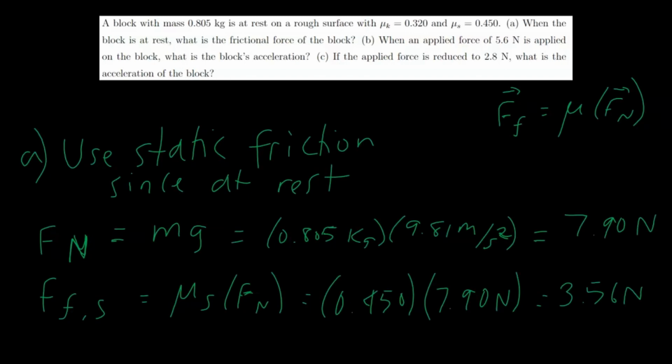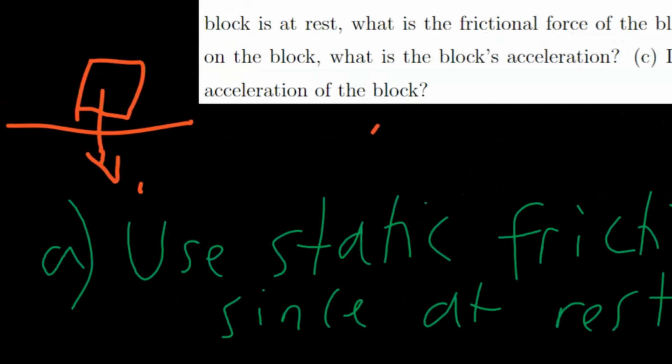So solving part A, we want to use static friction because the box is said to be at rest. So we have the formula for frictional force as being mu times the normal force. The normal force is just mg in the context of this problem because we have the block and it's said to not be moving in the vertical direction. So there's the force of gravity on the bottom that's acting on the box, and then there also has to be a normal force acting on the box.